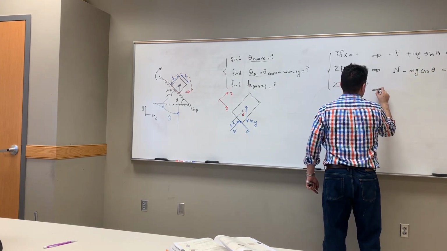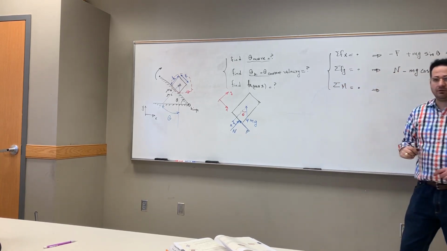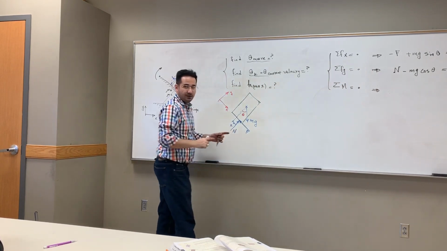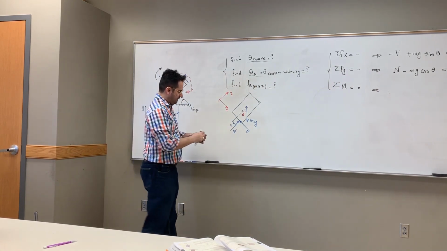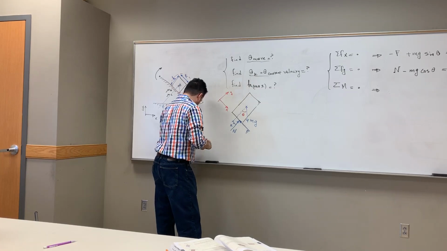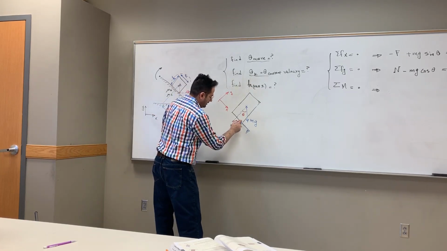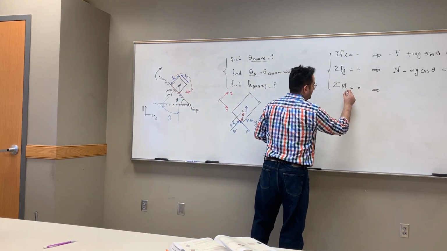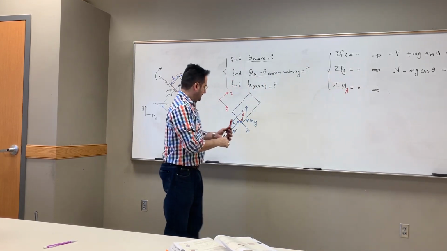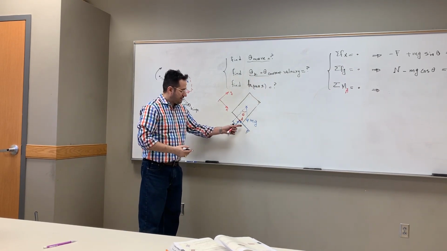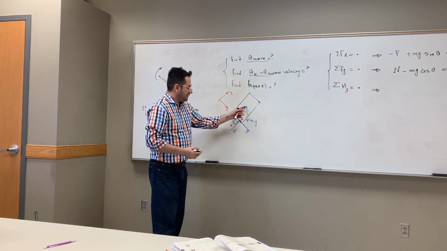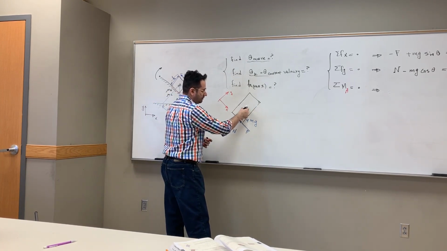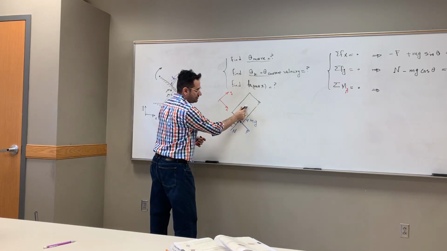And the last one, summation of moment around any point is 0. What point should I choose for moment? Where N and F are intersecting. Yes, this one, because I get rid of these two unknowns immediately. Let's call it A. So summation of moment about point A is 0. I can immediately see that 0, 0. So this guy will have an mg sine theta and mg cosine theta. So this is mg cosine theta.